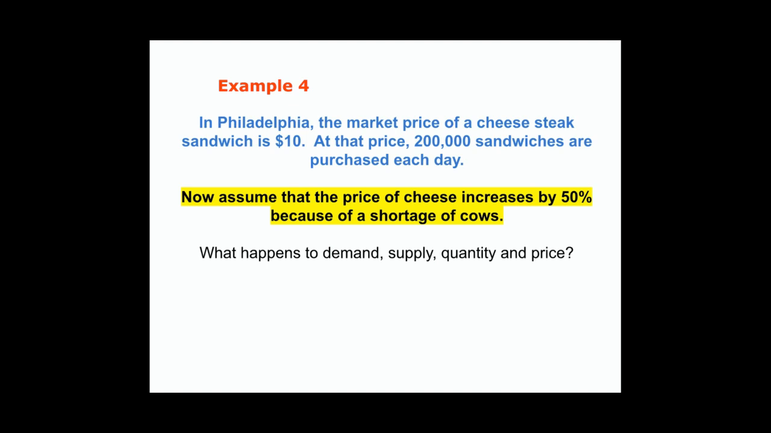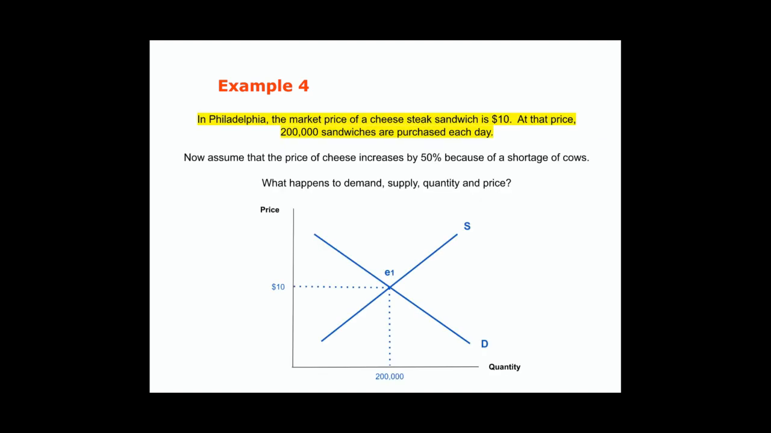Now we have another example, example 4. Let's assume the price of the cheese that's used in the Philadelphia cheesesteak increases by 50%. Maybe there's a shortage of cows, there's less milk being produced, less cheese being made, and so the price of cheese as a result increases by 50%. What happens in the market for cheesesteaks? We start with our equilibrium situation, and then we have to consider this fact.